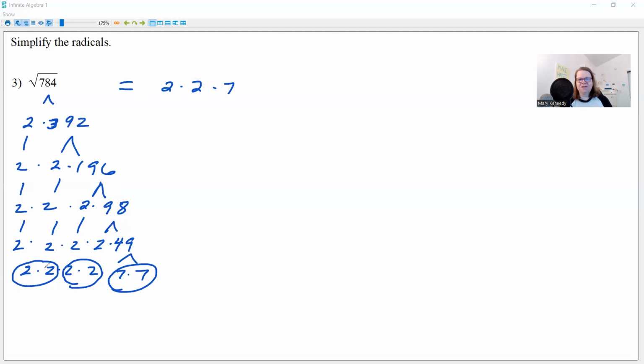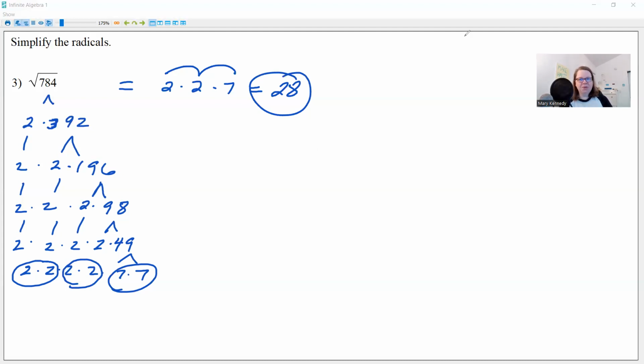The square root of 4 is 2. There's that 2. Square root of the other 4 is 2. There's that 2. And the square root of 49 is 7. And there's that 7. So when we, it's my alarm saying it's time to start my tutoring class. So 1 second. When we put that together, 4 times 7 is 28. And the square root of 784 is 28.